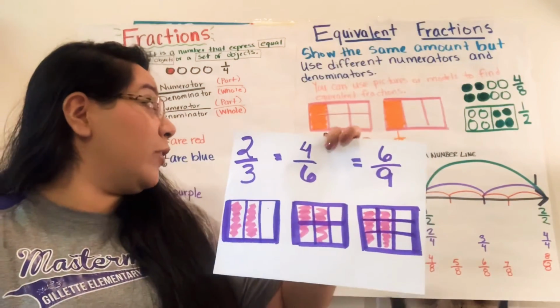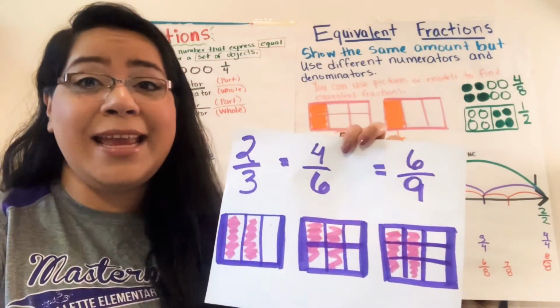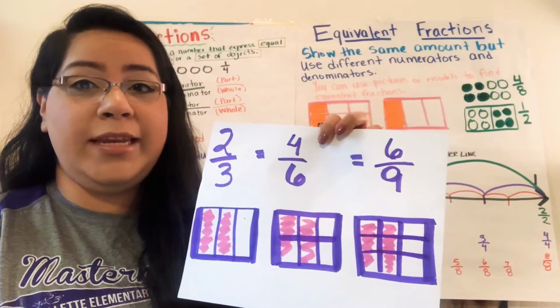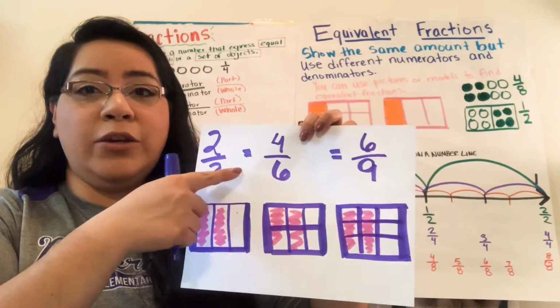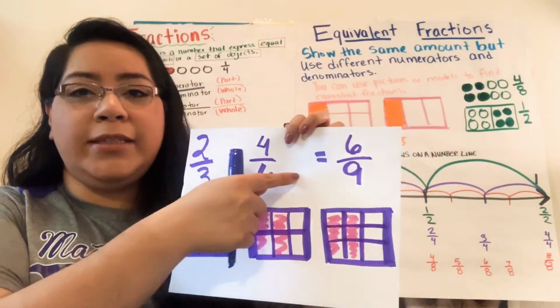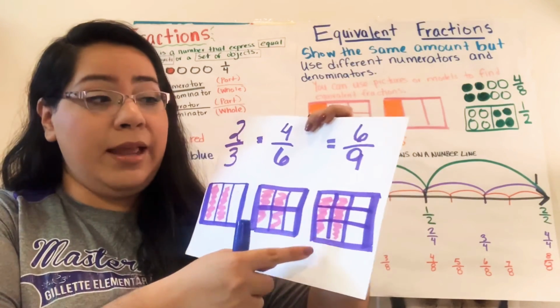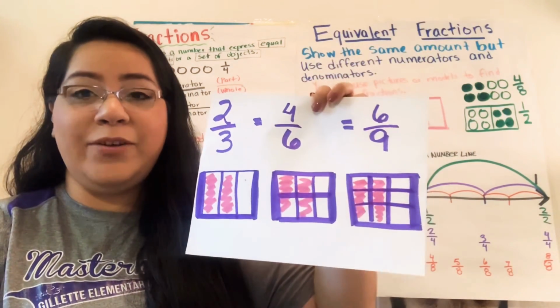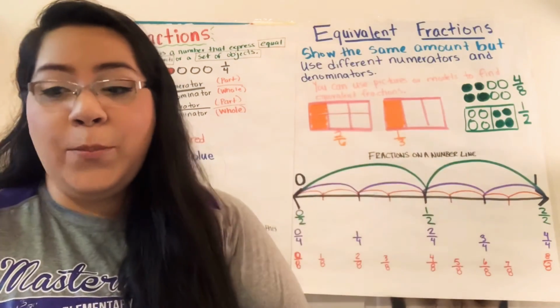So these are being represented with different numerator and denominator, okay? But like our anchor chart says, it's the same amount. It's just being represented differently. 2/3 is equal to 4/6. 4/6 is equal to 6/9, okay? That's a different way using the models.